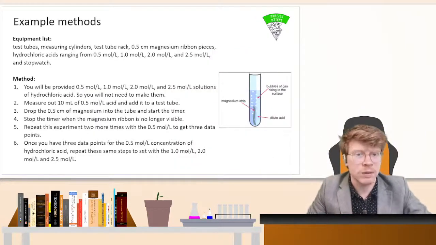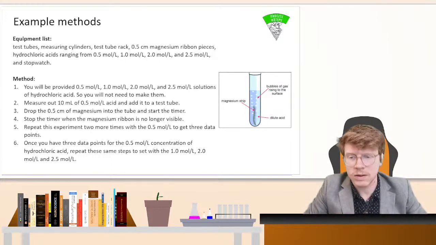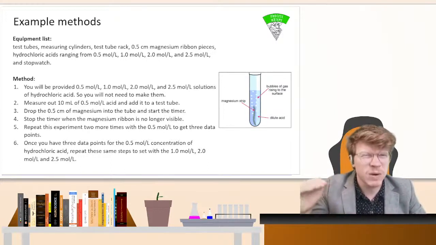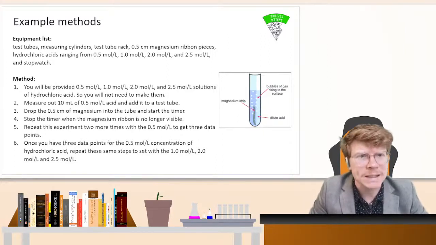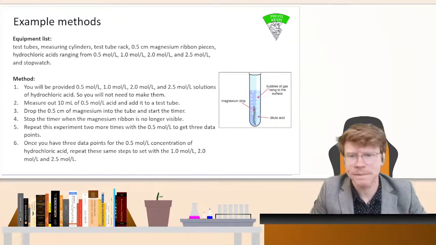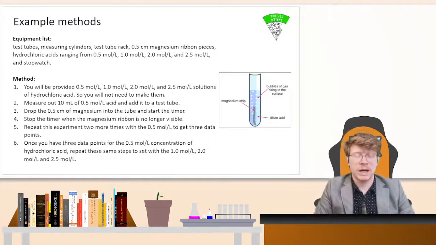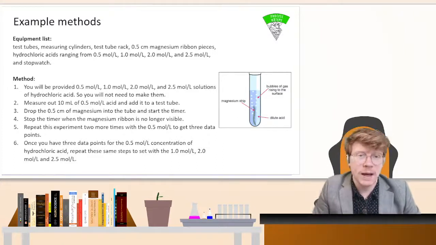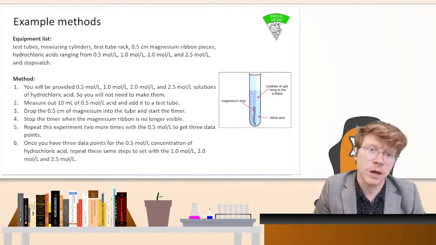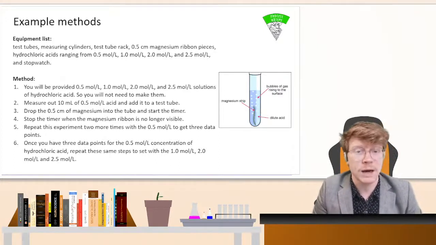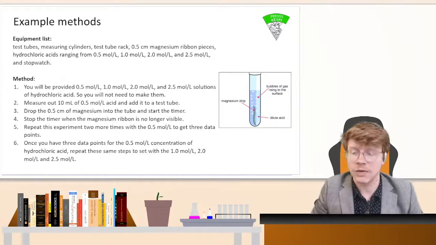Here is a good example of a method. Notice that it's quite succinct, but it's really specific. And it would be really hard to mess this one up. They also provide a lovely equipment list, which is helpful. Different scientists have different ways of writing these things, but this is a nice way to follow, particularly to get used to that idea of writing a nice, straightforward method.